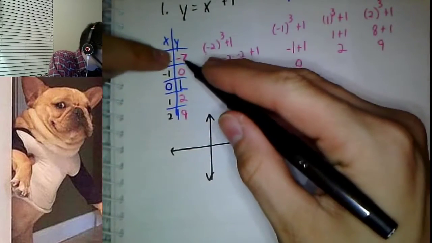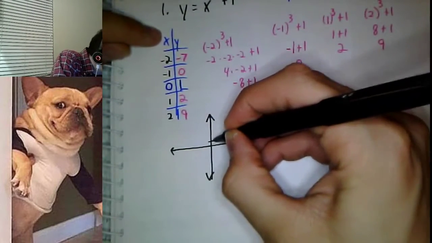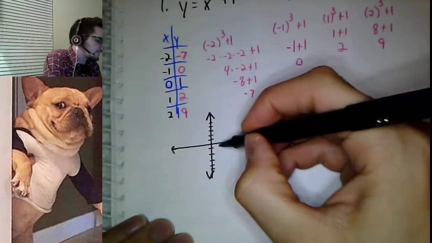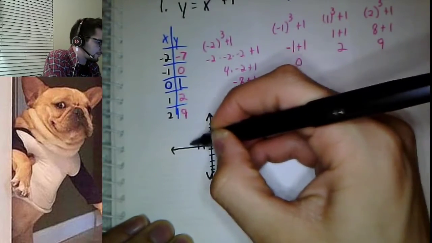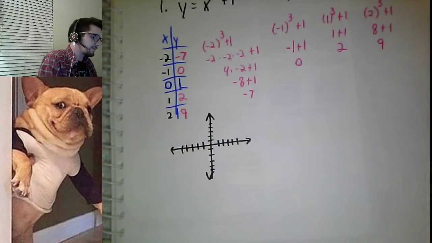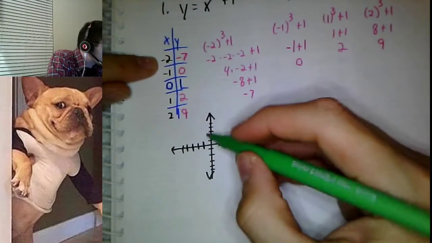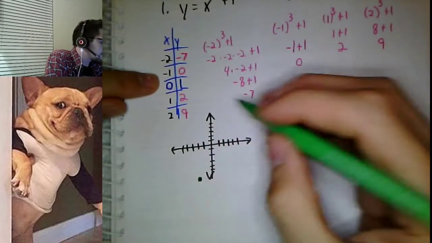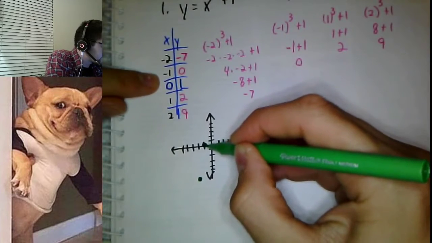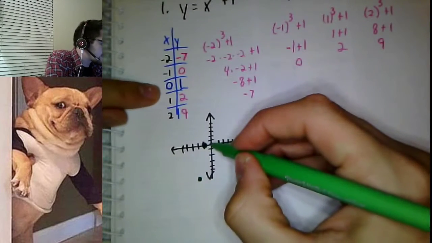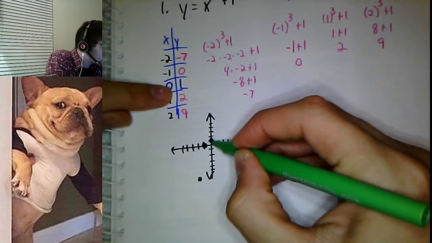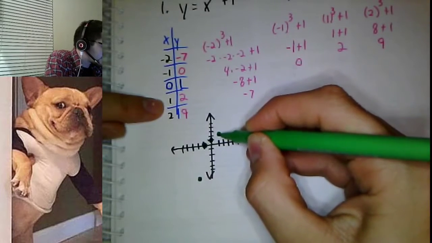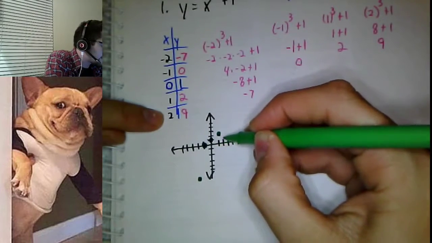My lowest value looks like it's negative 7, and my highest one is 9. I don't have enough room to go that high, so I'm just going to guess when I get too high or too low. My first point is left 2, down 7. So 1, 2, down way down here somewhere. My second point is left 1, and then I don't go up or down. My third point is stay there and then go up 1. My fourth point is go over 1 and then up 2. And my last point is to go over 2 and then up way up here somewhere.